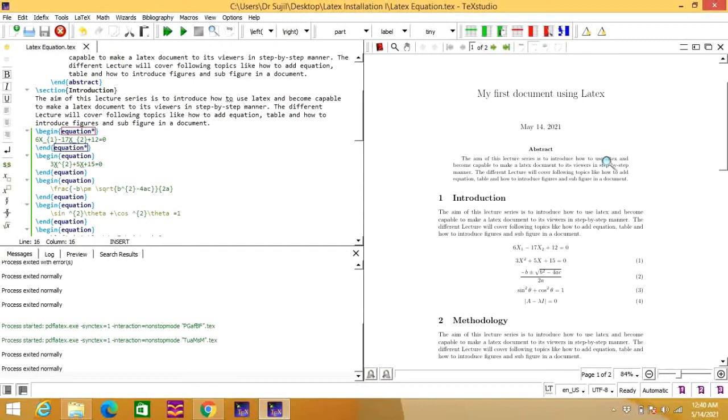So by using that online tool, you can write any equation which is useful in writing any manuscript or document in LaTeX. So this is all about writing an equation in LaTeX. In the next video we will see how to import tables in LaTeX.